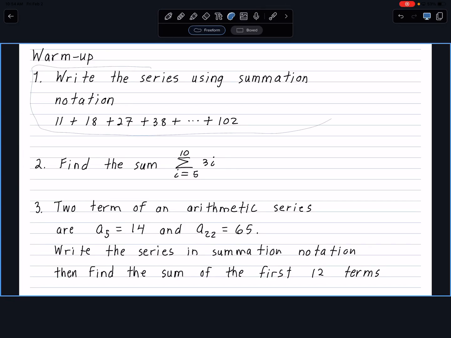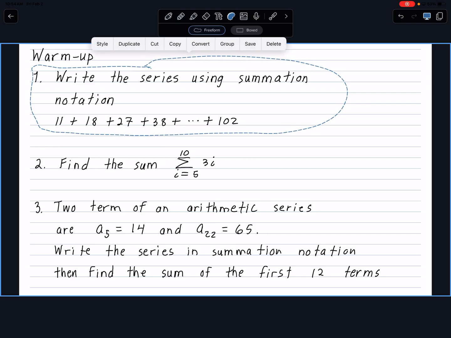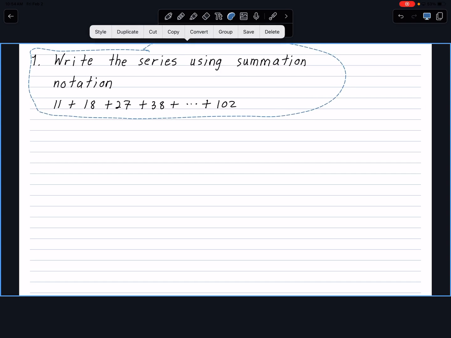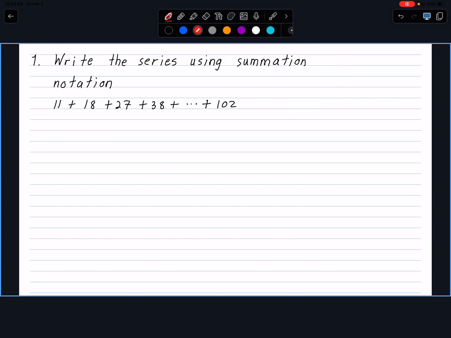Okay, let's look at this first one. So this was definitely a little bit harder one. And I kind of gave you the hint, what we saw as we were going through, that it looked like what we were adding was increasing by 2 each time.